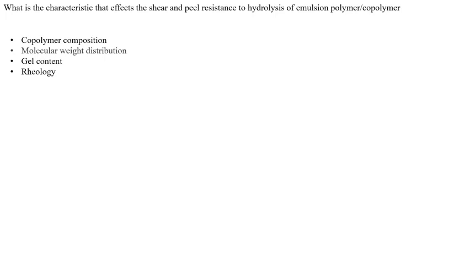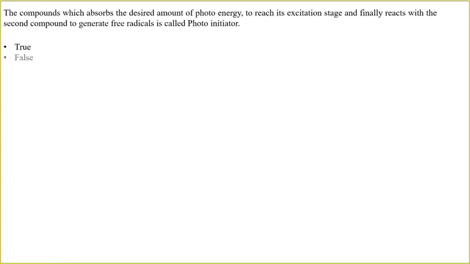Because we are forcefully removing the polymer or breaking the polymer bond itself. So that's why the chain dynamics, which comes due to the molecular weight distribution, are mainly responsible for the effect of shear and peel. Excitation stage and finally react with the second compound to generate free radical is called photoinitiation.